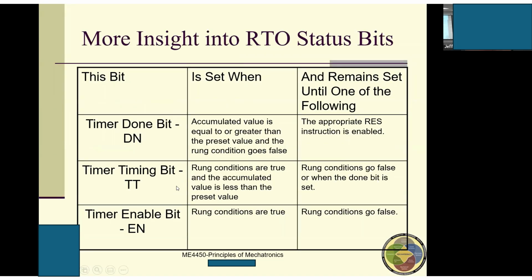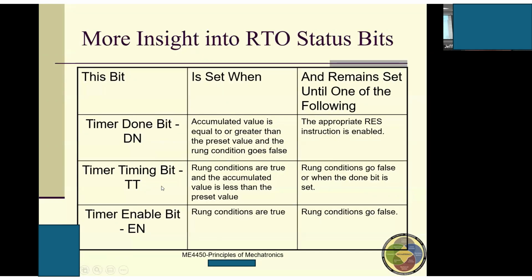So here is more insight into the RTO status bits. It also has three control bits: DN, TT, and EN. For DN, the accumulated value is equal to or greater than the preset value, and the run condition goes false. This bit will be set, and the appropriate RES instruction is enabled. The RES is reset. We want to reset it.